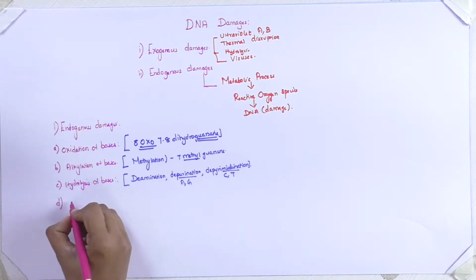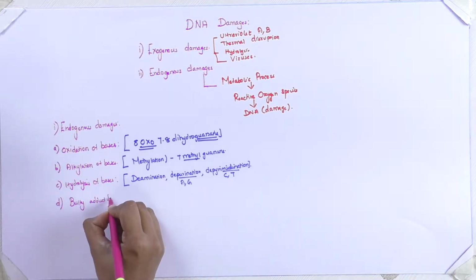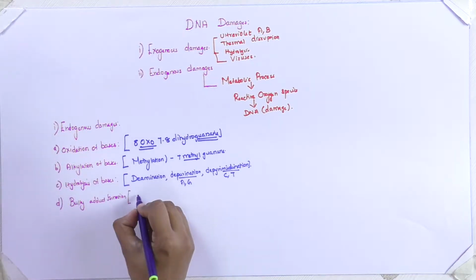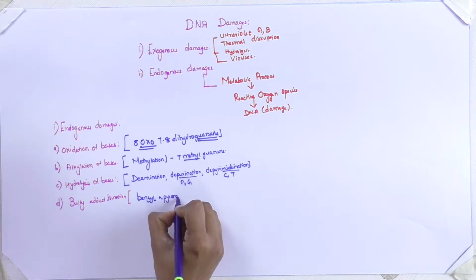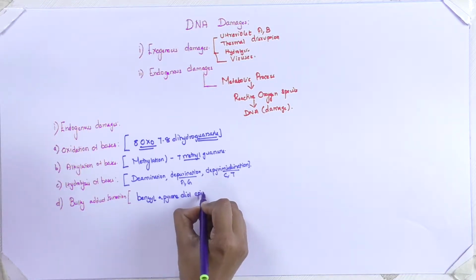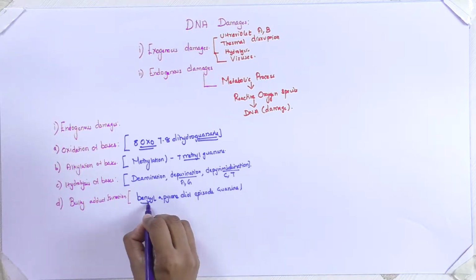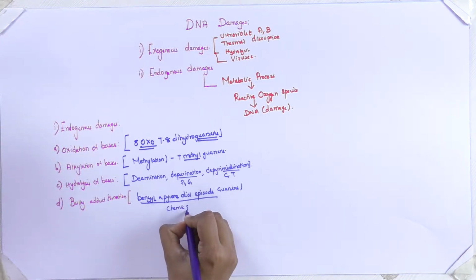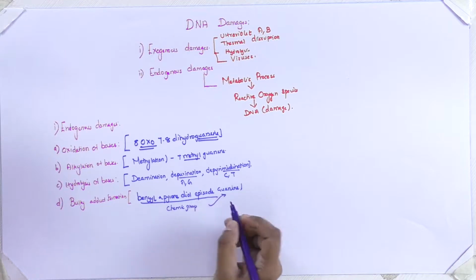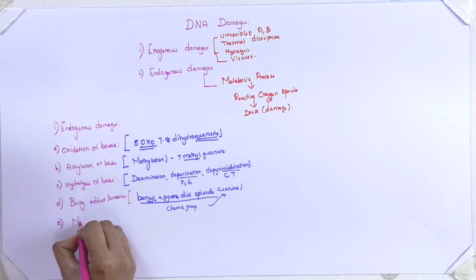The last one is bulky adduct formation. For example, you can take benzo[a]pyrene diol epoxide guanine. So you can see a long structure or a chemical group attached to your base, leading to bulky adduct formation. And the next one is monoadduct formation.